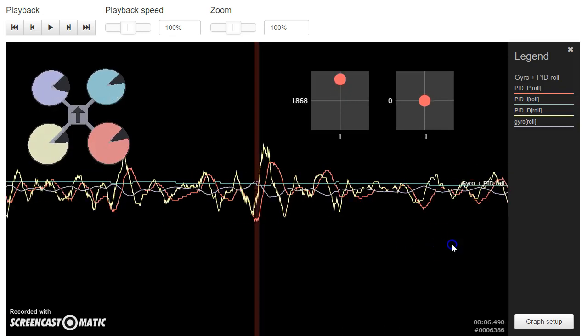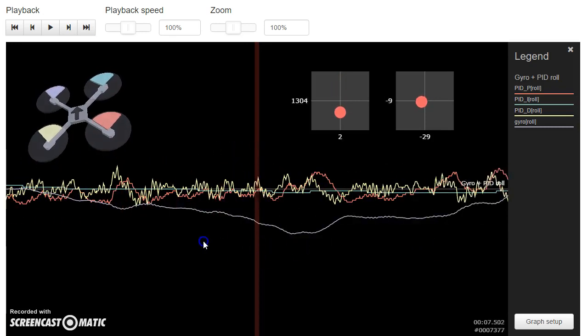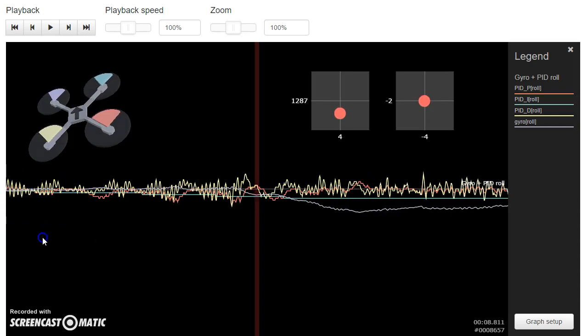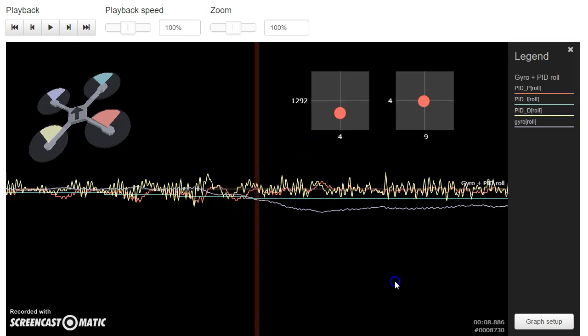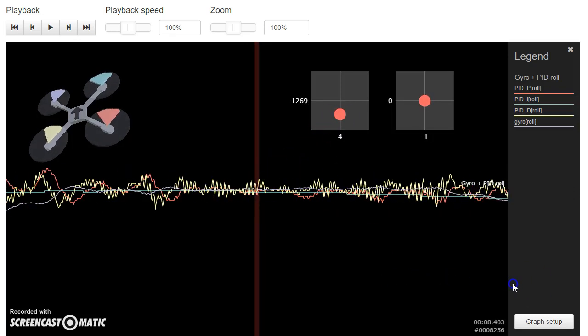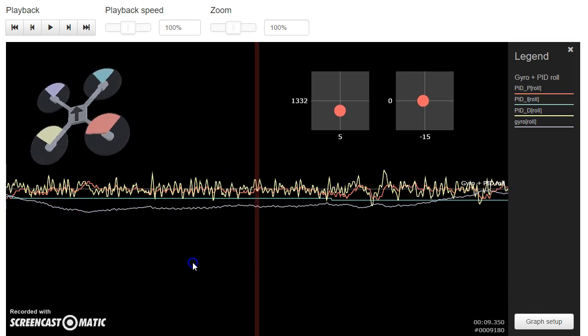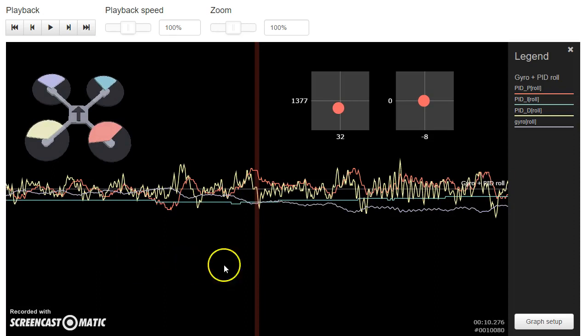And your P term is, if anything, a little low. By the way, don't worry about these high frequency oscillations you're seeing here at low throttle. Those are just harmonics coming through. I'm not even sure they're really there. I wonder if that's just a Blackbox phenomenon. So don't sweat that. Low throttle, nothing going on.